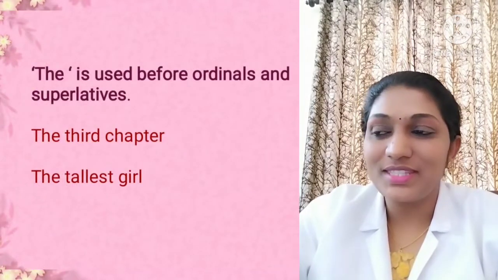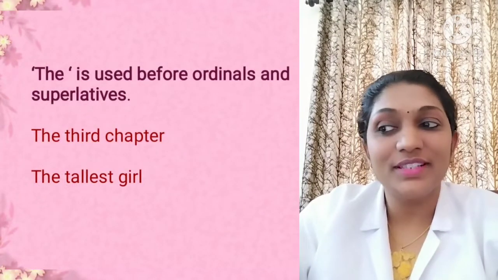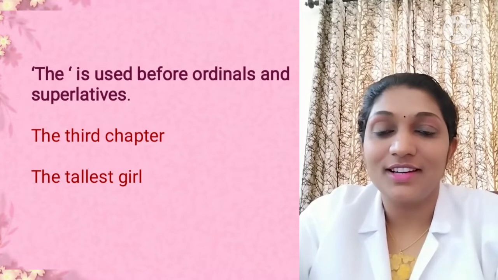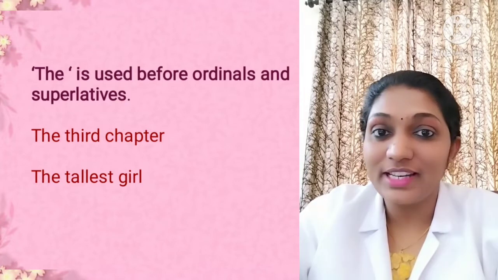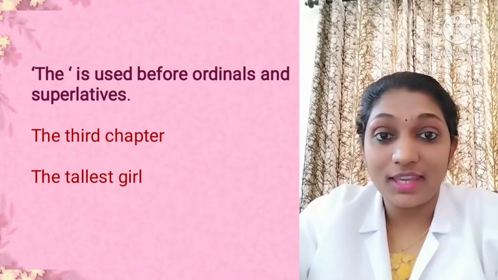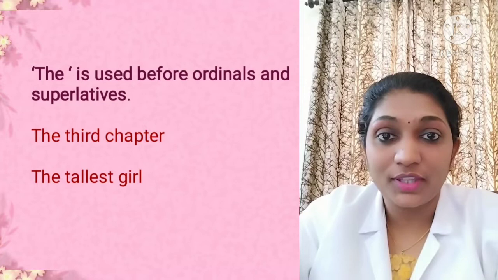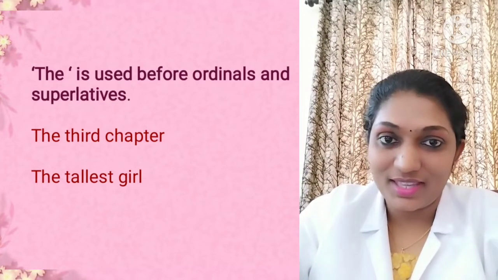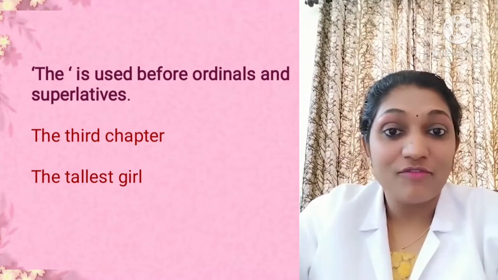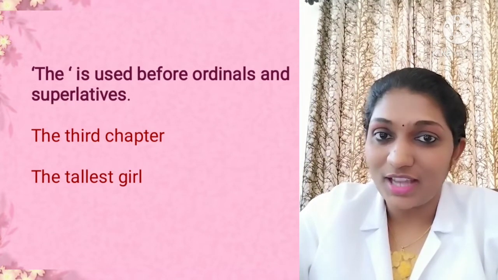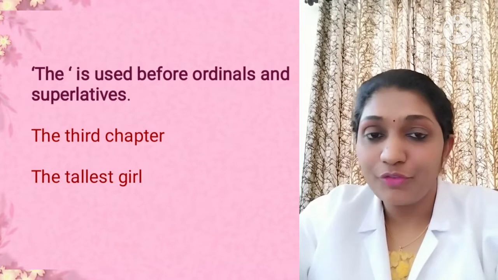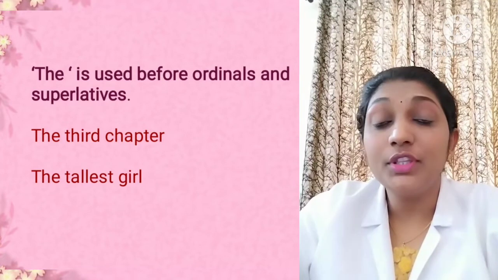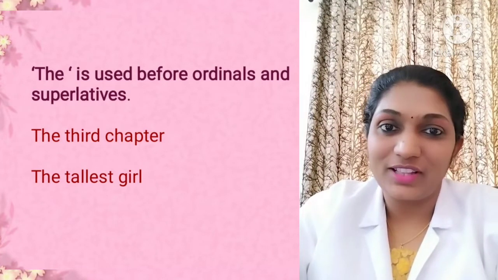Now the next use, the is used before ordinals and superlatives. For example, the third chapter, the tallest girl. What are ordinals? Ordinal numbers. First, second, third, fourth, fifth, sixth, seventh, eighth. All these are ordinal numbers. So before ordinal numbers, we always use the definite article the. Okay, the first chapter, the second, the third, the fourth. Understood? Next, before the superlative degrees also we will use the.